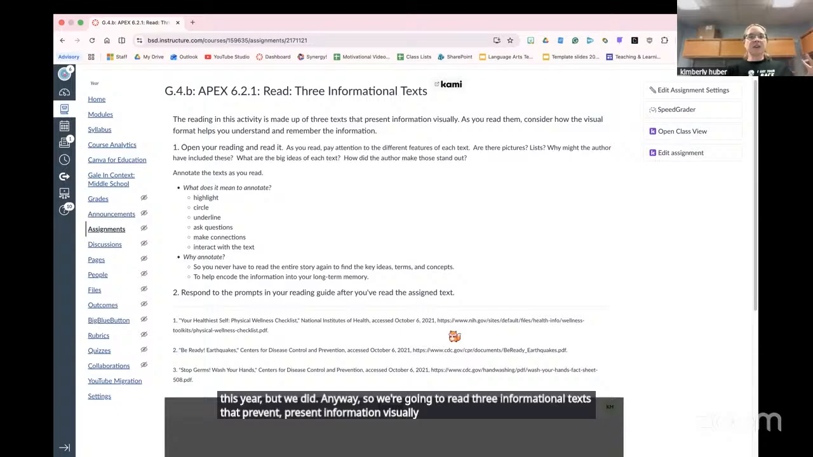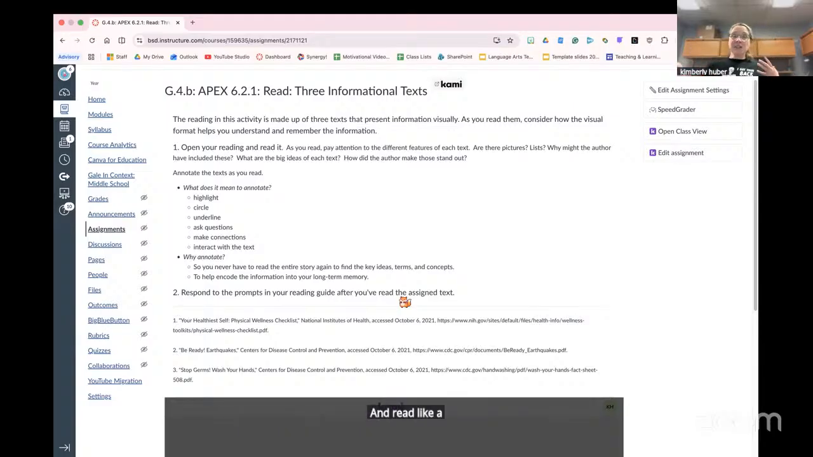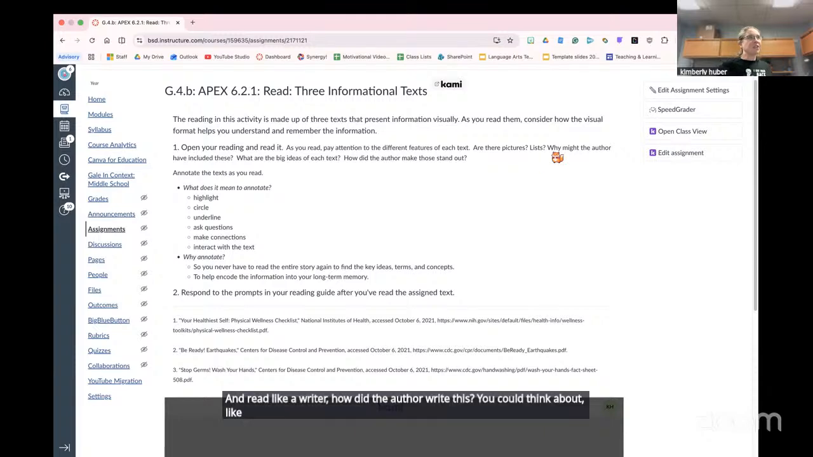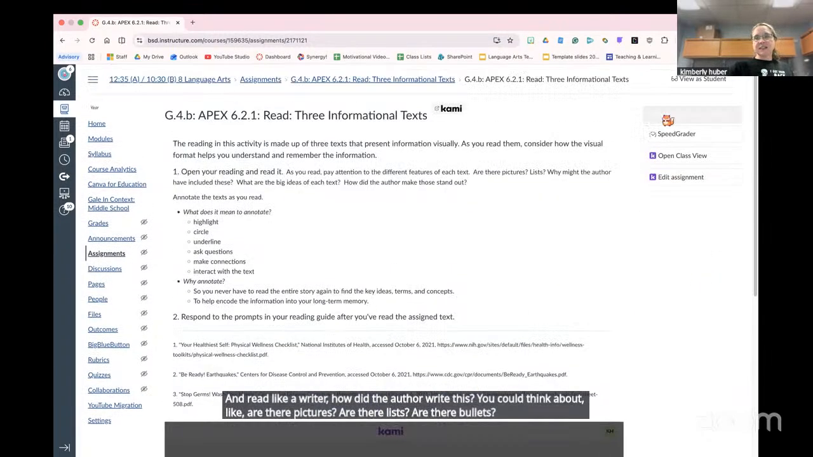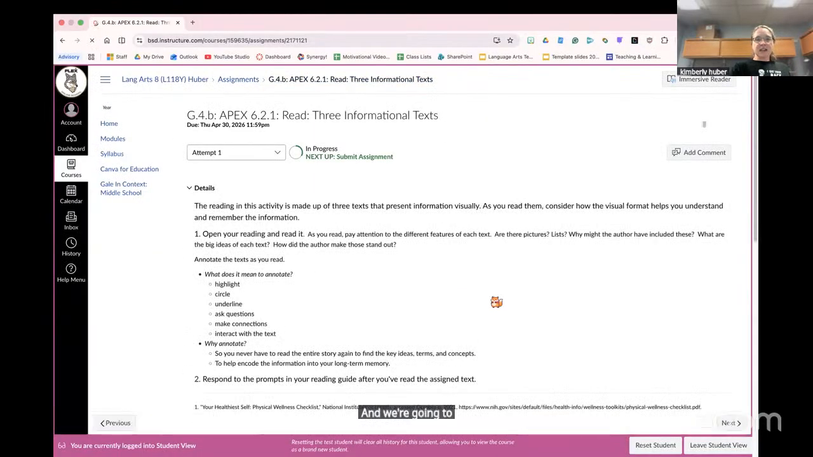As you read them, you want to consider the visual format. So again, read like a reader, what's this about? And read like a writer, how did the author write this? You could think about, are there pictures? Are there lists? Are there bullets? How did the author do this? And we're going to be marking the text as we read.